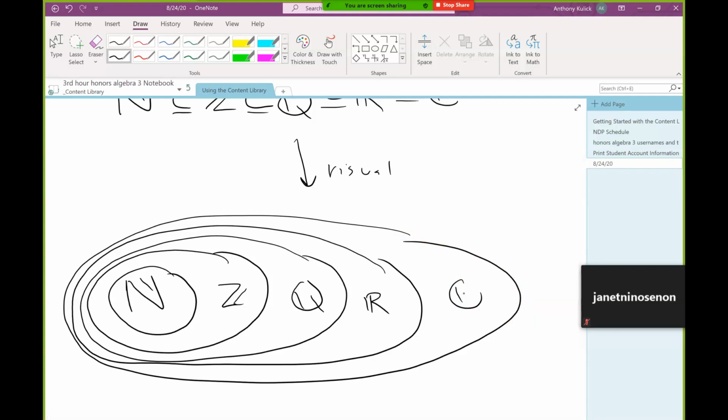So that tells me that if I have something here, like the number 5, that's a natural number, right? But it's also an integer, and a rational number, and a real number, and a complex number, right? So it just helps us visualize what's going on there.